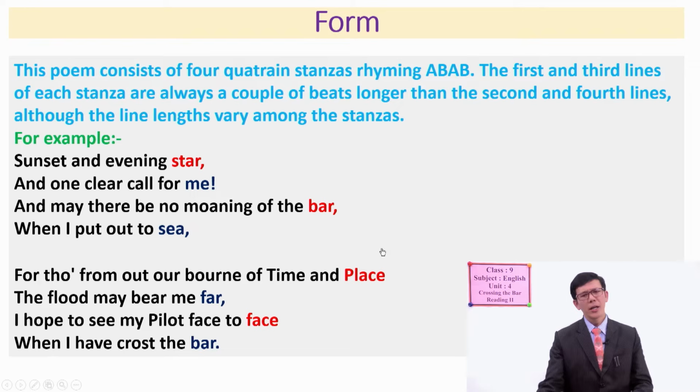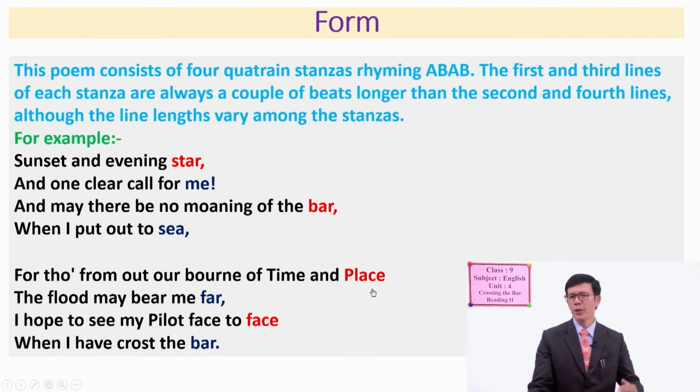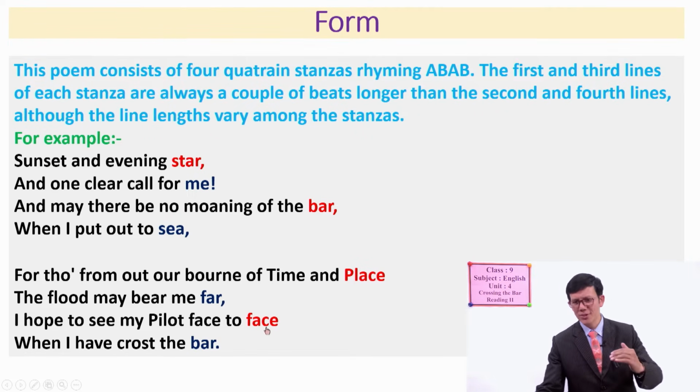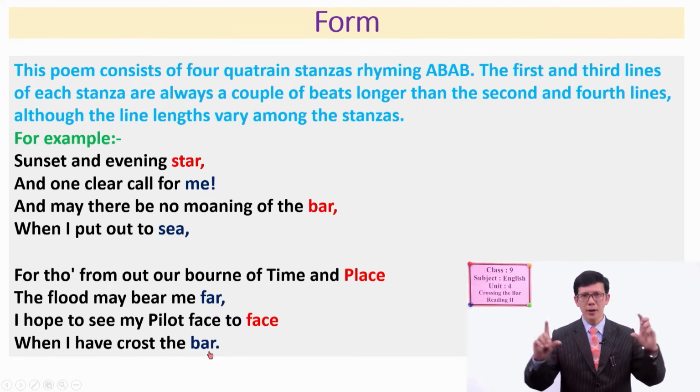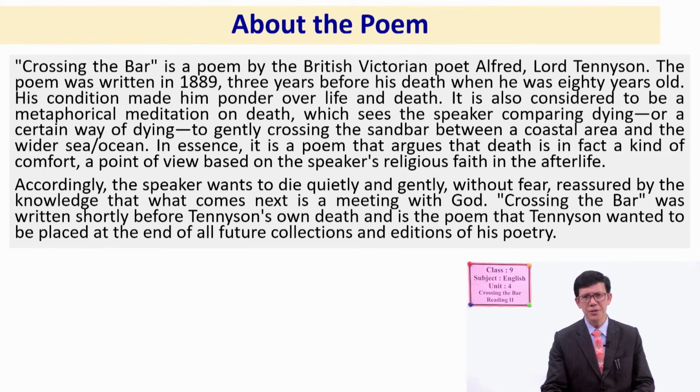Right, very good. You can also see in the second stanza, in the very first line, you can see place, and it rhymes with the third line, that is face. Similarly, you can see here in the second line, far, okay? The flood may bear me far, and you can see when I have crossed the bar. So that bar and far are the rhyming words. Perfect. I guess you are pretty clear about the rhyming pattern given in the poem. Very good. Dear students, now let us talk a bit about the poem, okay?